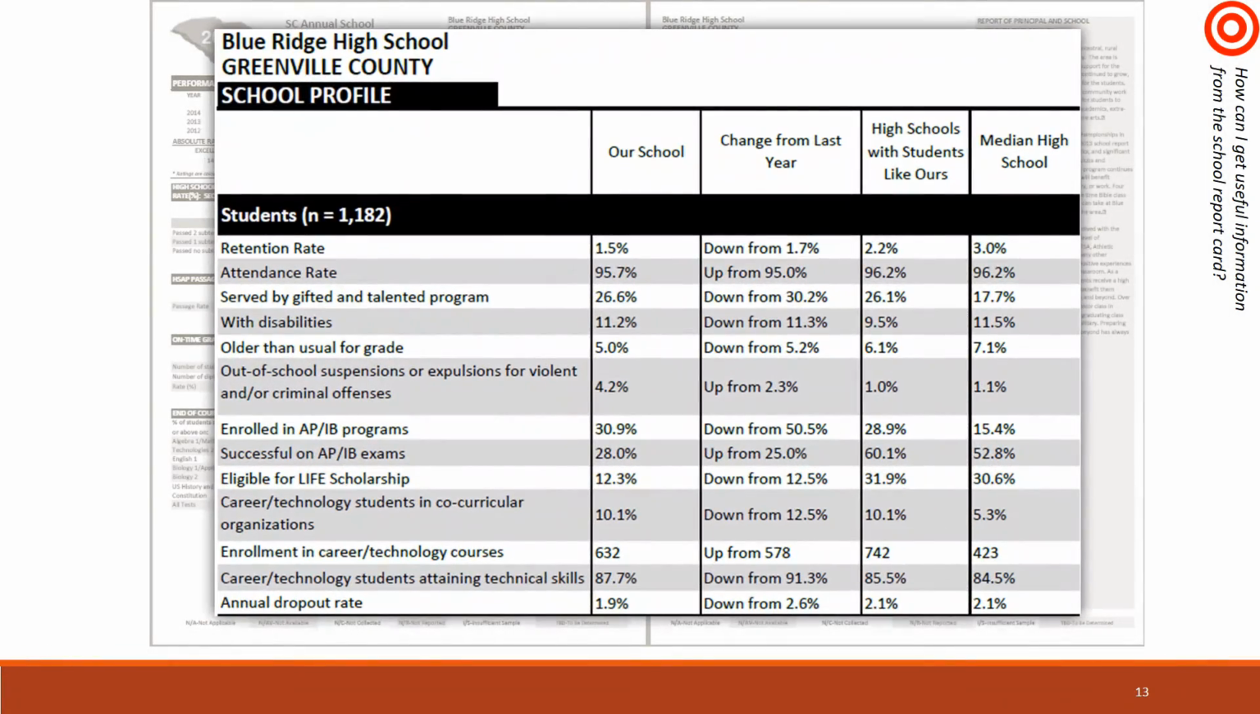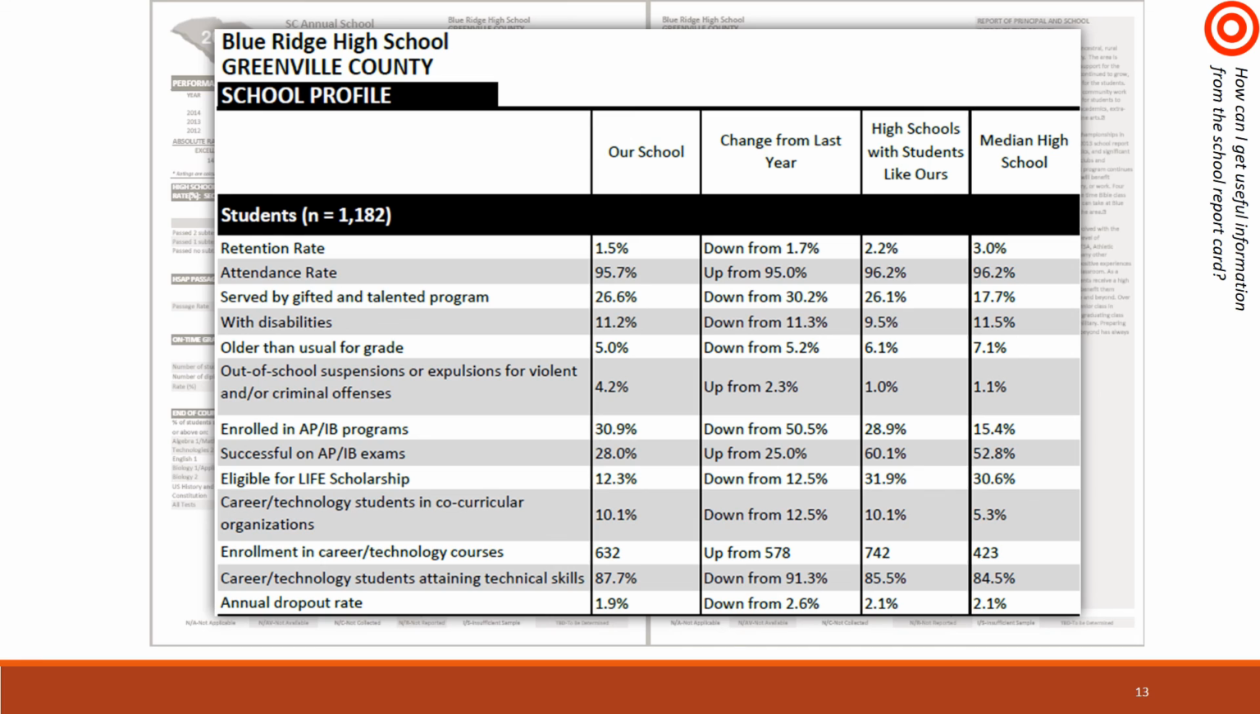If we take a look at the school profile, according to the state, this is all the official numbers. They list out several things here that might be interesting and might not be interesting, and some of the things you might have some effect in your classroom and some you might not. Retention rate is how many students get retained or don't promote from one grade to the other in a given year. Attendance rate is the number of days students were present in school.